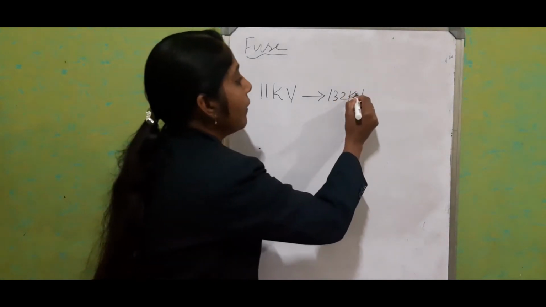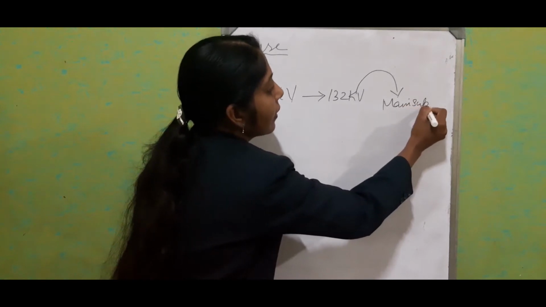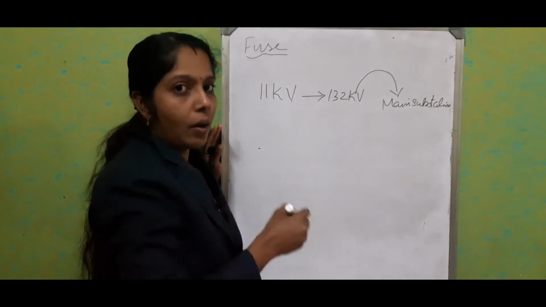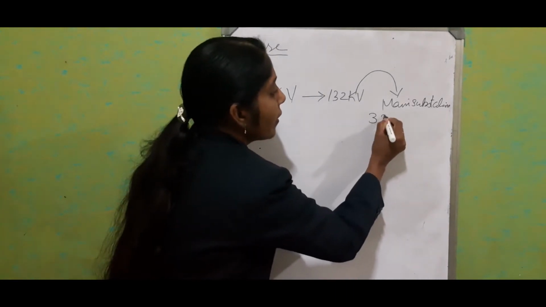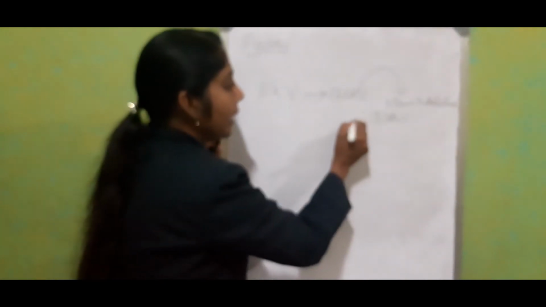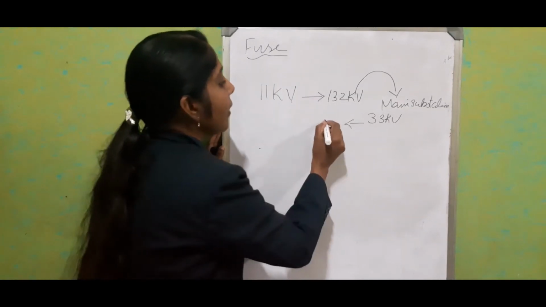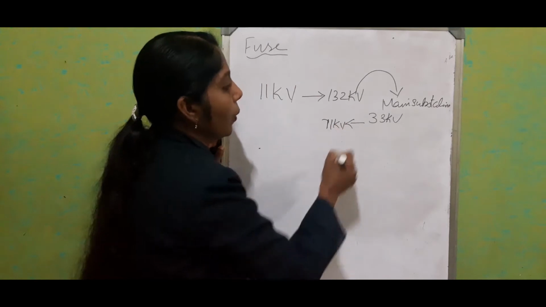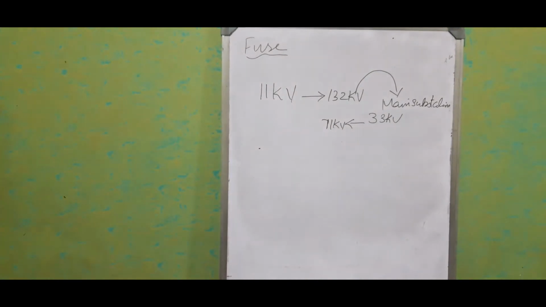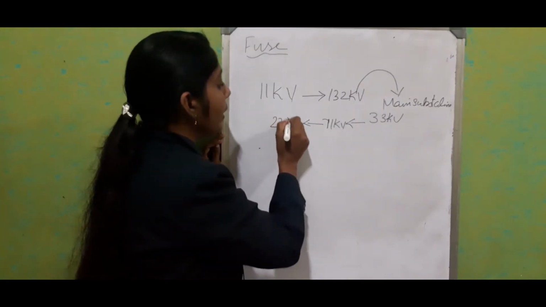It will go and come to the main substation, and in the main substation we step down the voltage to 33 kilovolt. Then it goes to the intermediate substation and is stepped down to 11 kilovolt, and finally it reaches the city substation with 220 volt.